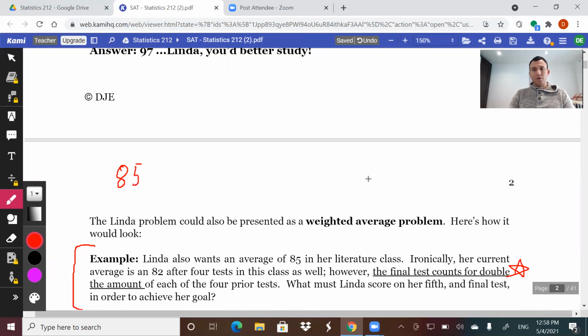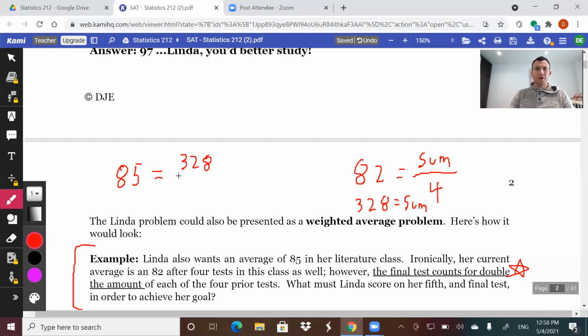And what we do know is that she has an 82 after her first 4 tests. So that's the sum divided by 4, sum of all the terms. And we know that's a 328 again. So she has a 328 is the total number of points she has on her first 4 tests.